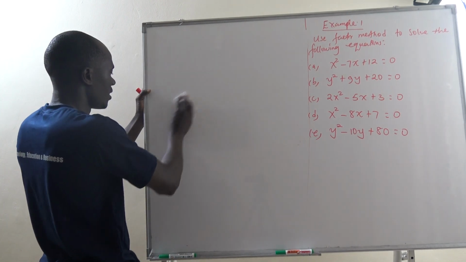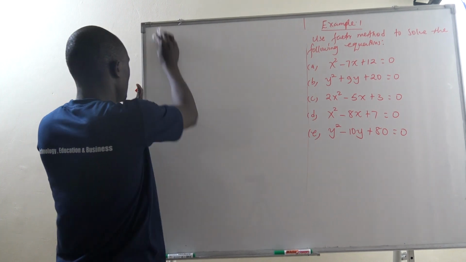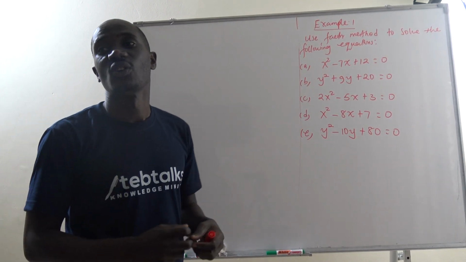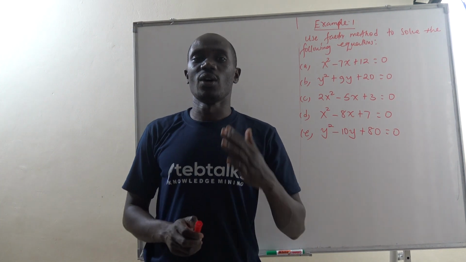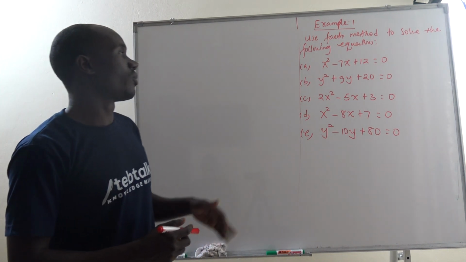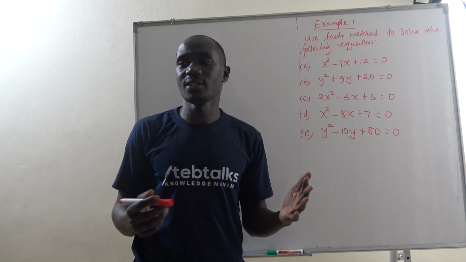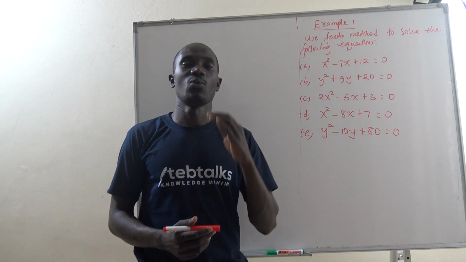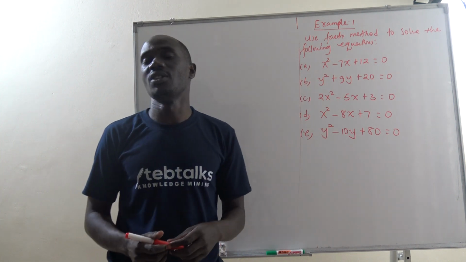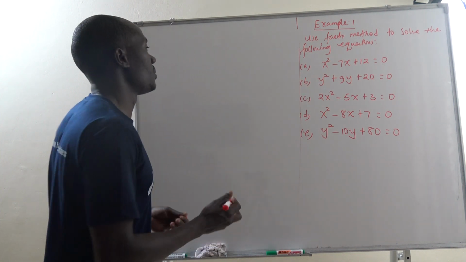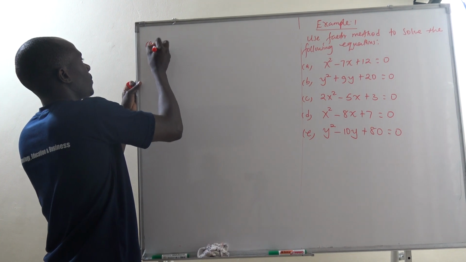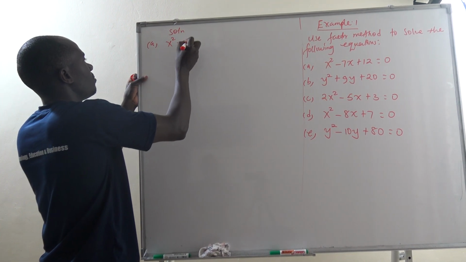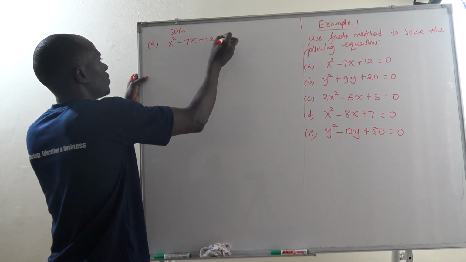We are not putting in new ideas beyond what you did at O level. We are going to look at the product, sums, and the factors involved in these numbers. We can start with part A. In the solution, we're talking about x squared minus 7x plus 12 equals 0.